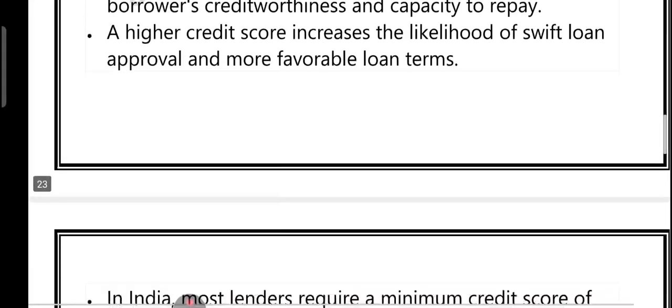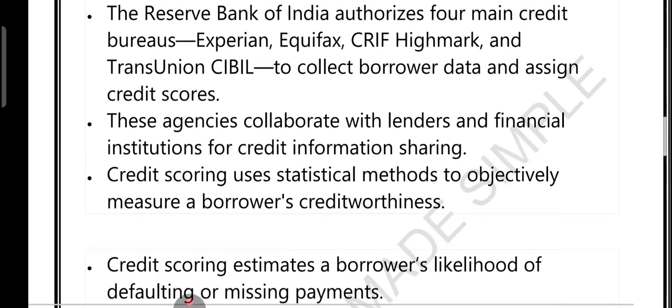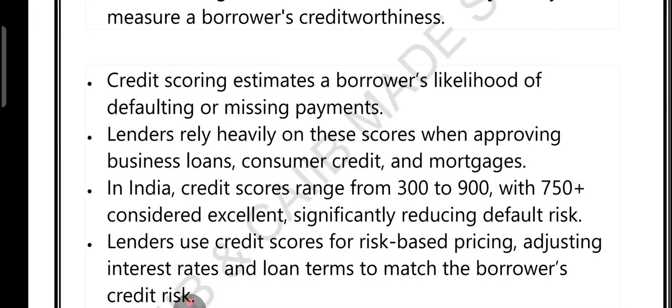RBI recognizes 4 credit bureaus. What are the 4 credit bureaus? Experian, Equifax, CIBIL and CRIF Highmark. These bureaus collect and share borrower data with banks to assign a score. A credit score usually uses a statistical model to judge a borrower's creditworthiness. Right. Now friends, let's talk in detail about this credit scoring model.